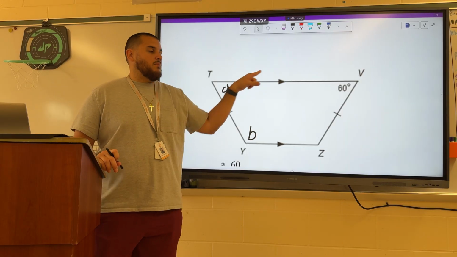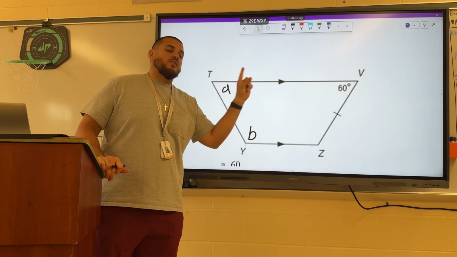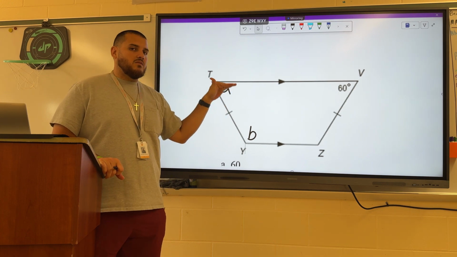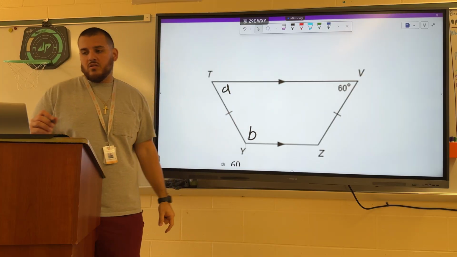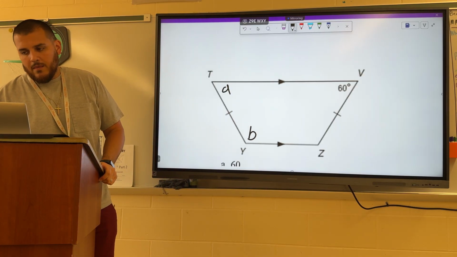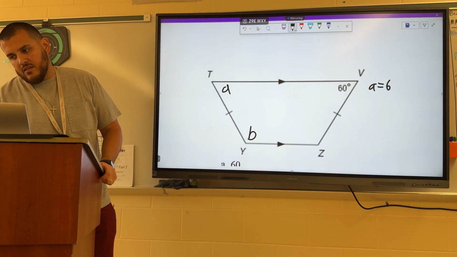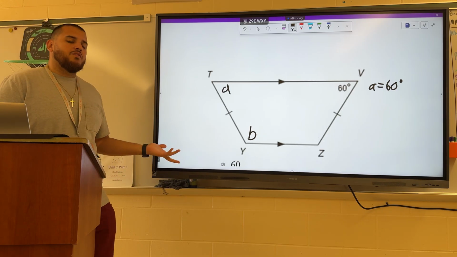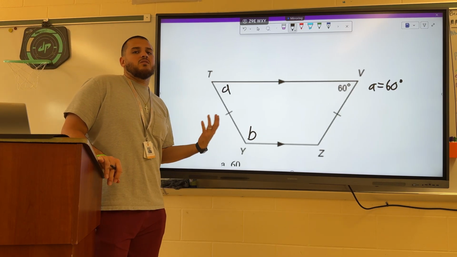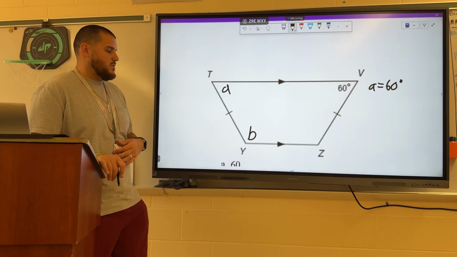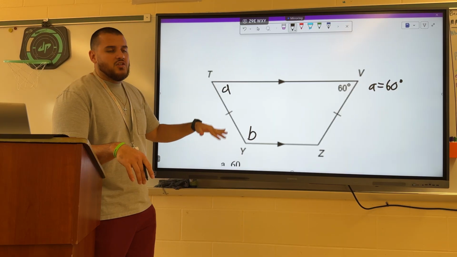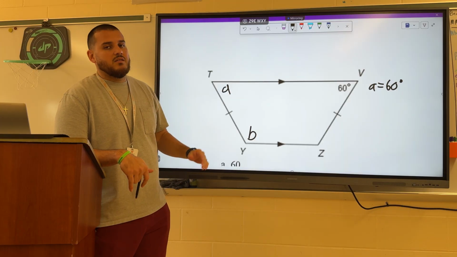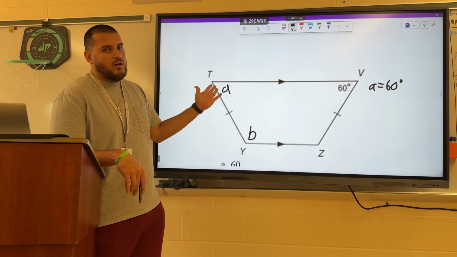So this is a base up here, TV. That means angles V and T are base angles. They touch the same base. Base angles are congruent, so A must also be 60 degrees. A is 60 degrees. How do we solve for B? Well, we can do that without the property of isosceles trapezoids, or at least at this stage, now that we know this is 60 degrees. For any trapezoid, because there's a set of parallel sides, we're going to get consecutive interior angles.